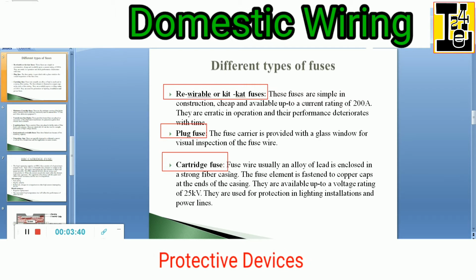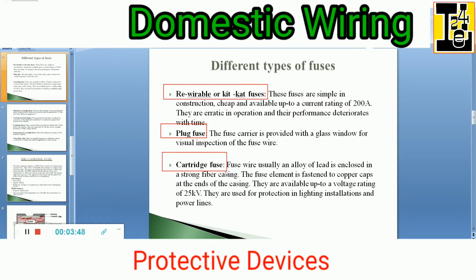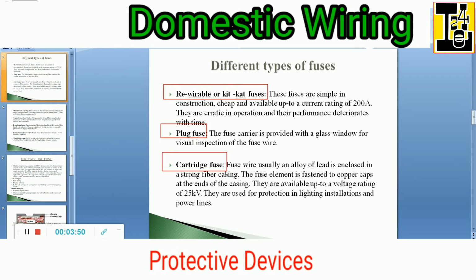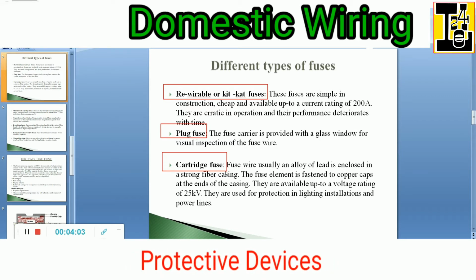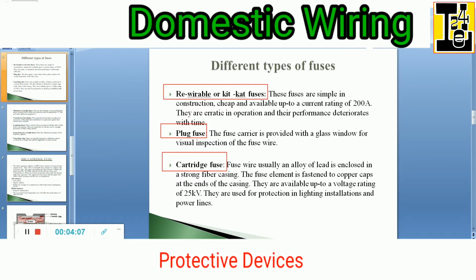Another one is a cartridge fuse. Fuse wire, usually an alloy of lead, is enclosed in a strong fiber casing. The fuse element is fastened to copper caps at the ends of the casing. They are available up to a voltage rating of 25 kilovolt. They are used for protection in lighting installations and power lines.